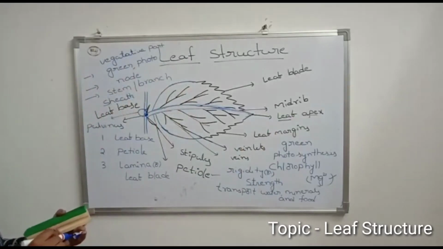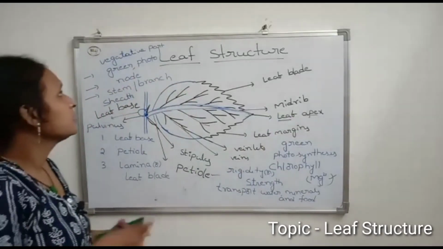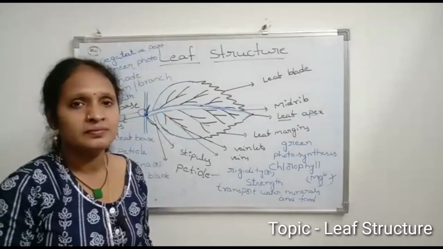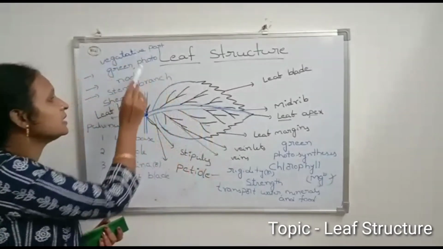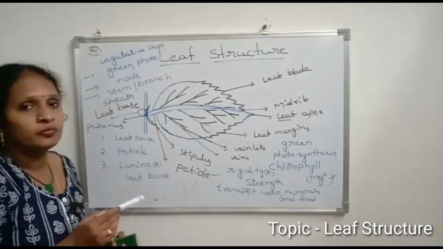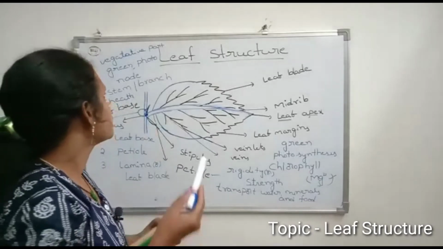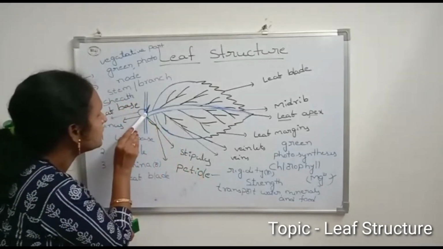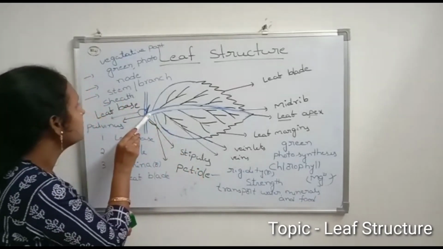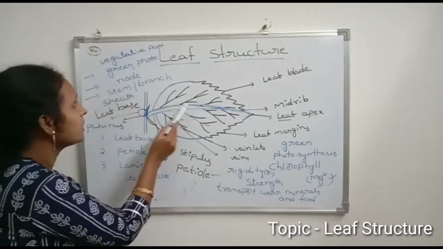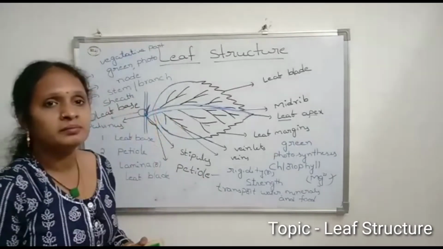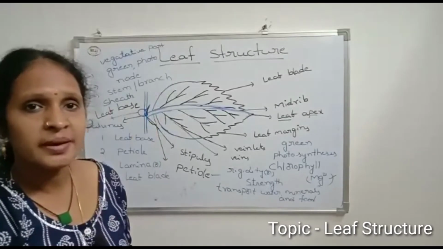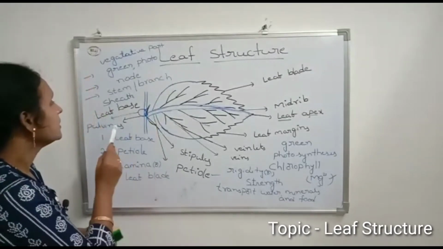Once again, the leaf structure. The leaf is the vegetative part of the plant. It appears green in color to perform photosynthesis. Leaves originate at the node. Leaves are attached on the stem or branches.